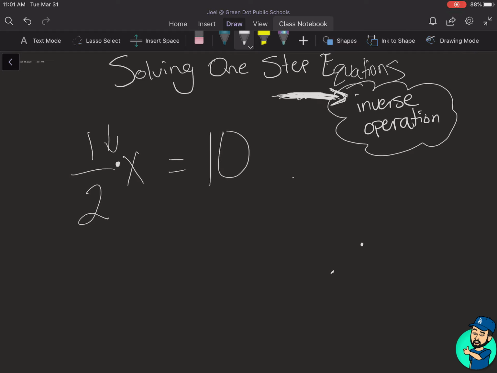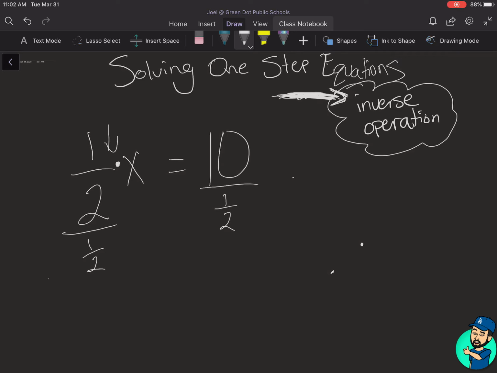Now, what operation do I apply to leave x by itself? Yes, it is still division. So if you divide by the half on both sides, you get something like this.